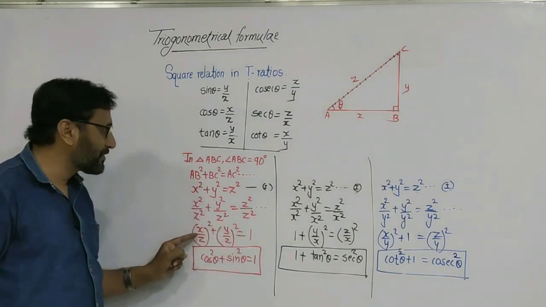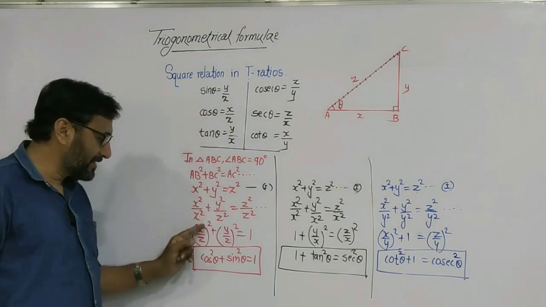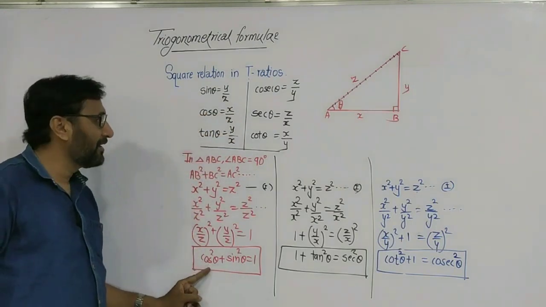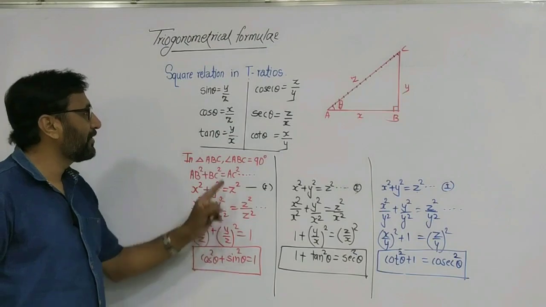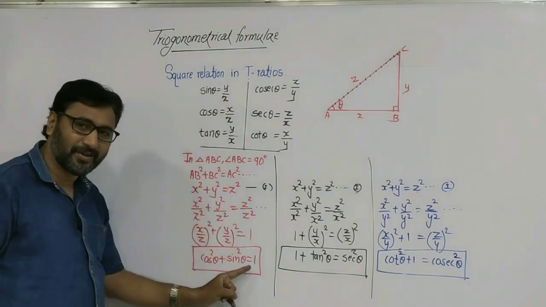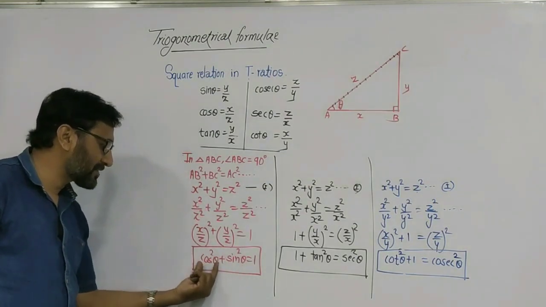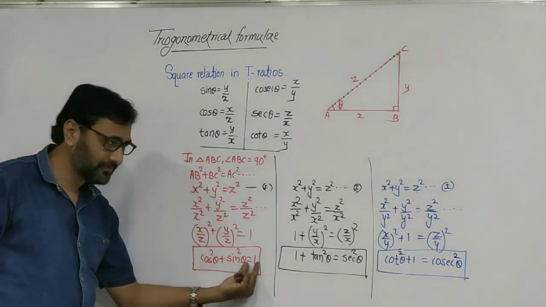But what is x upon z, students? You know, x upon z, that is cos theta, but square is there, so you will take cos square theta. And y upon z is what? Y upon z means sin theta. Sin square theta plus cos square theta is equal to 1. So we got one important identity, sin square theta plus cos square theta is equal to 1.